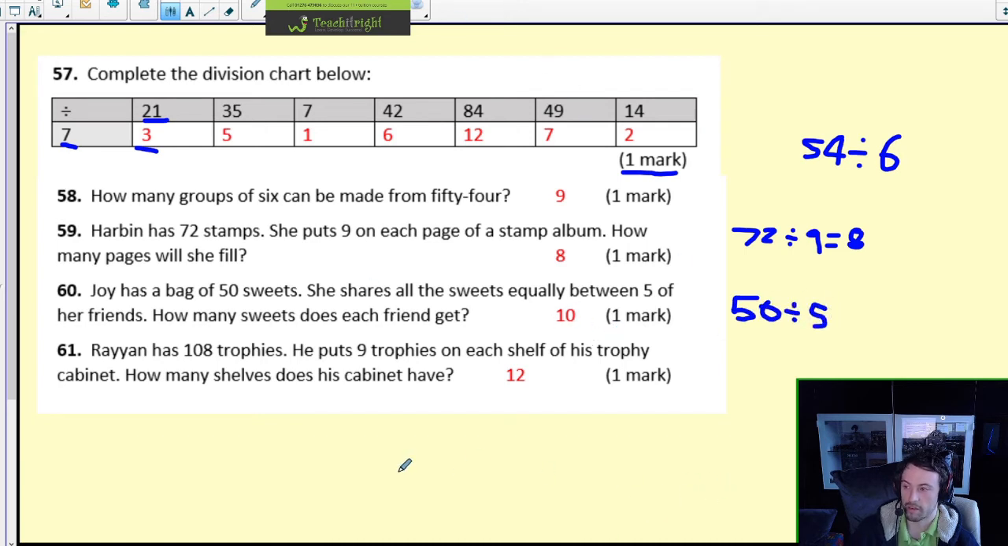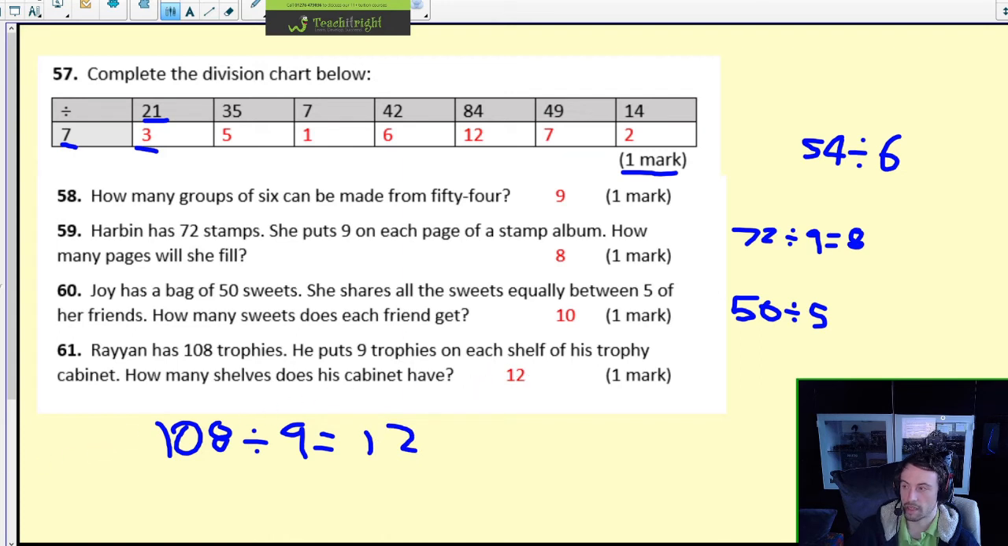And finally, Ryan has 108 trophies. He puts 9 trophies on each shelf. How many shelves? Well, it's going to be 108 divided by 9. And 108 divided by 9 is 12. So you have an answer of 12.